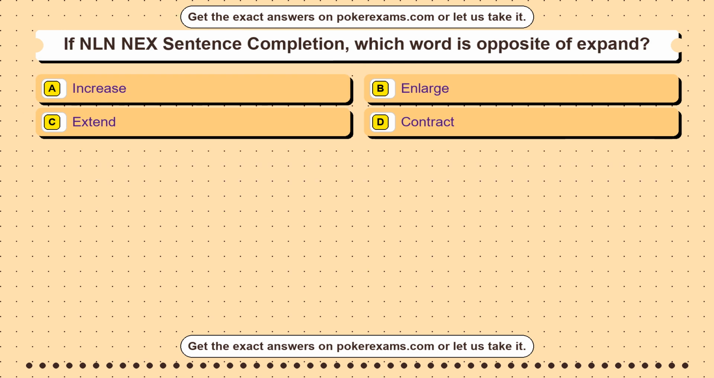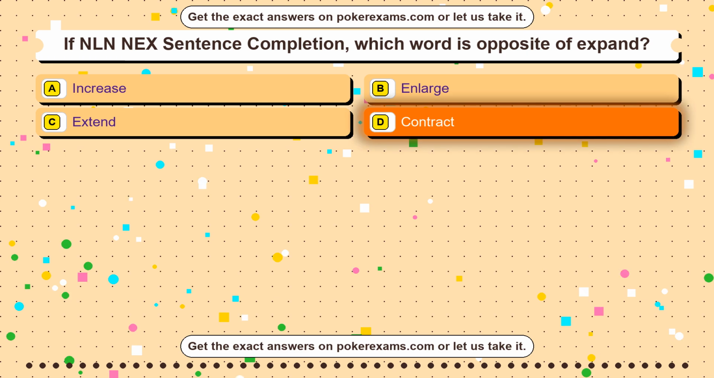Question 10. If get science review, which phrase describes a dependent variable? Option A, the factor changed. Option B, the control group. Option C, the background reading. Option D, the outcome measured. The correct answer is option D.